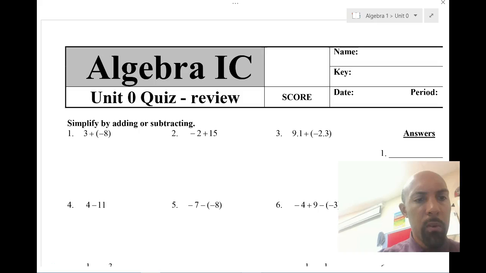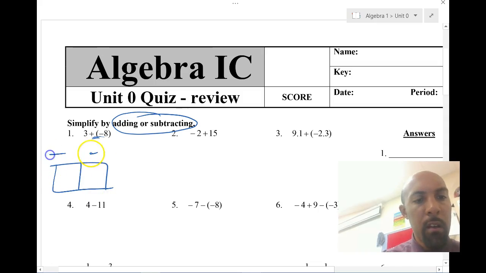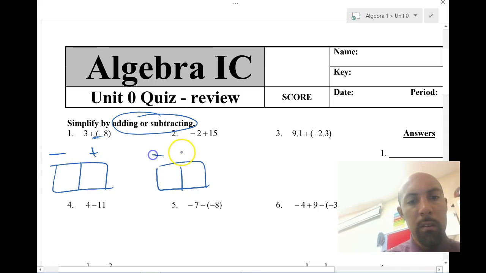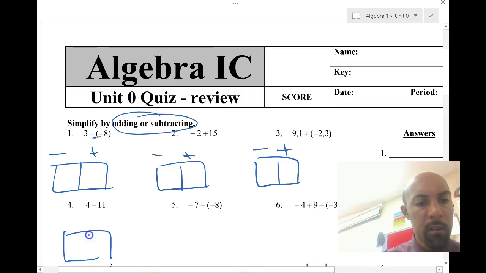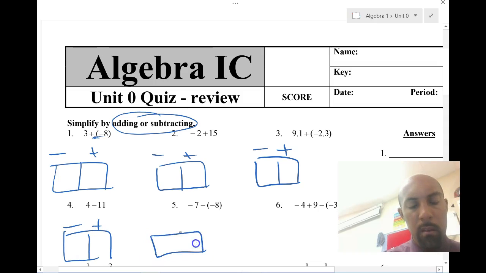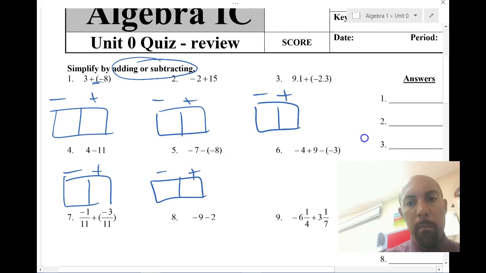Okay, so starting with number 1, remember what we see here is we have a plus and a minus. If we have plus and minus, that means we're going to add and subtract. If you look, this whole first part is adding and subtracting, so that means for everything here, we're going to do the box. The whole first section. Okay, all of this is all box. All of these problems.